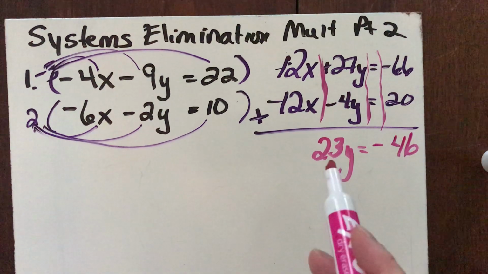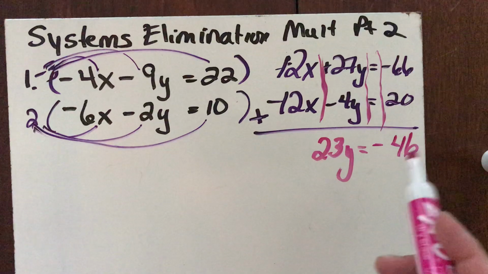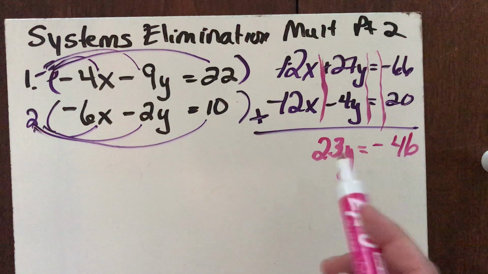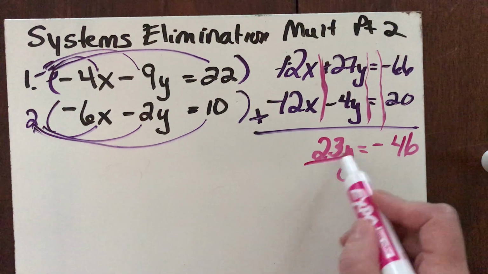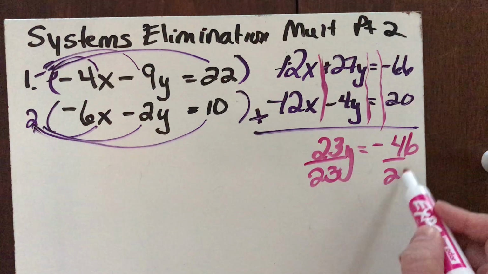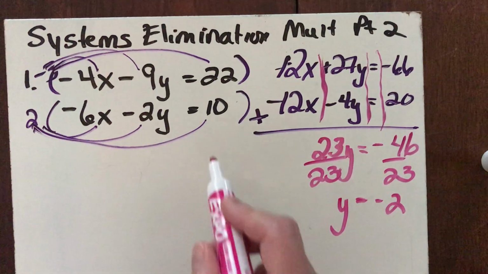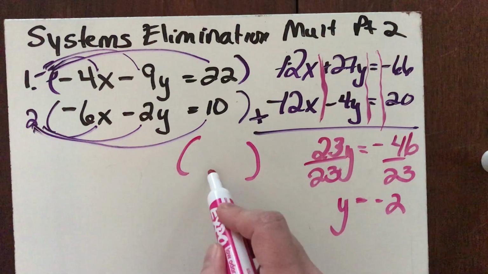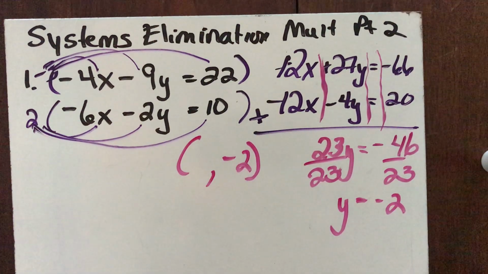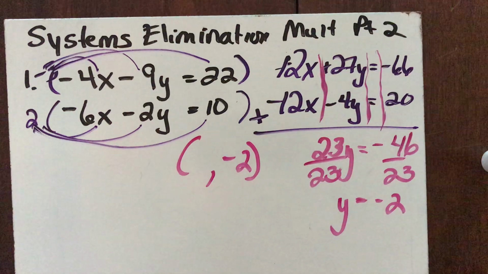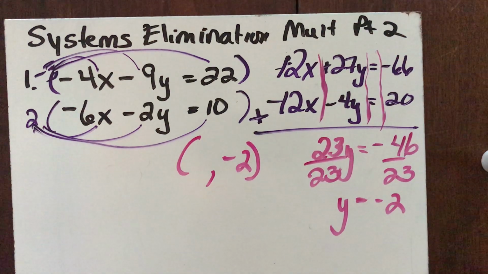Now, what do you multiply 23 by to get negative 46? Well, this is multiplication, and the opposite of multiplication is division. So I'm going to divide by 23, and I'm going to get y is equal to negative 2. So I know right now that my lines are going to intersect at something, negative 2. Now I've got to go find x.